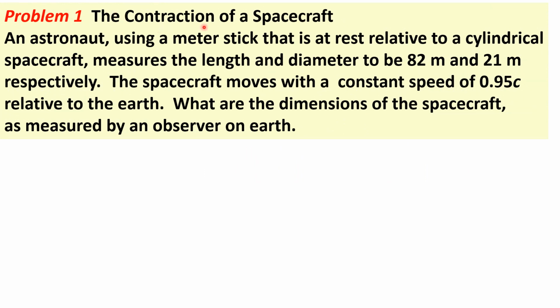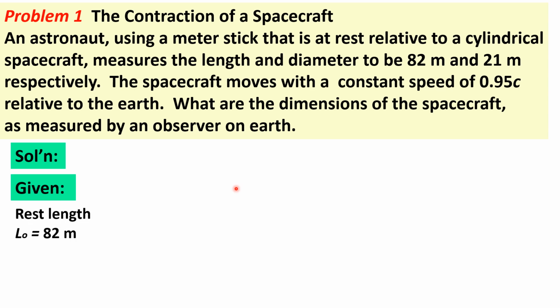the contraction of a spacecraft, we have an astronaut using a measure stick that is at rest relative to a cylindrical spacecraft, measures the length and diameter to be 82 meters and 21 meters respectively. The spacecraft moves with a constant speed of 0.95 c relative to the Earth. Question: what are the dimensions of the spacecraft as measured by an observer on Earth?